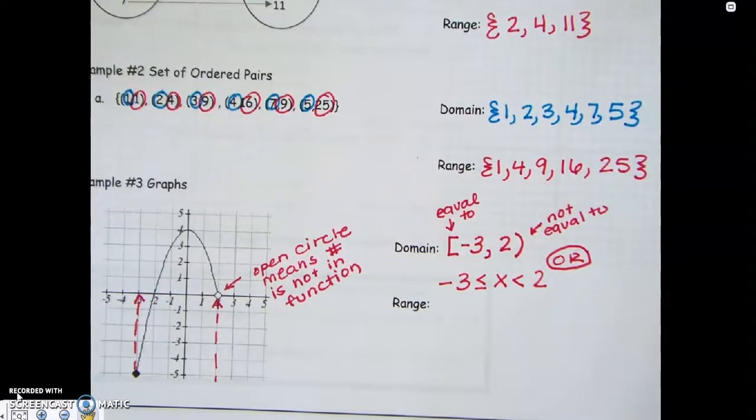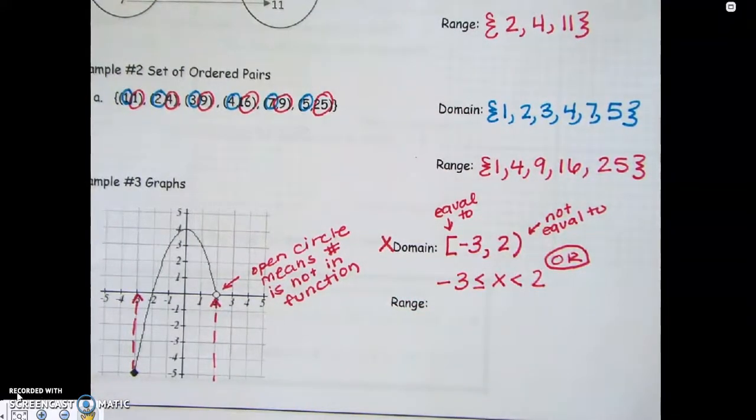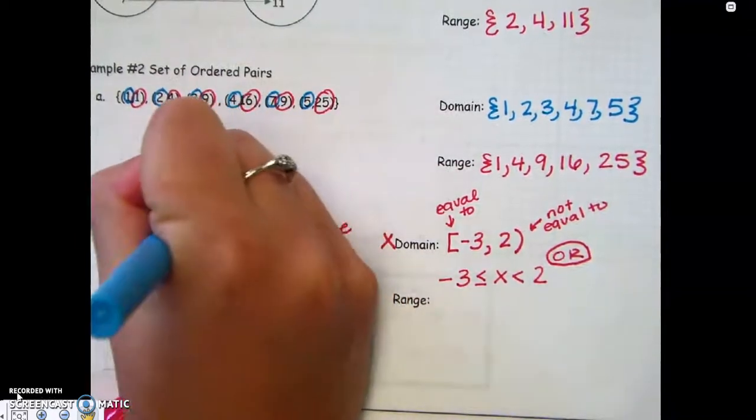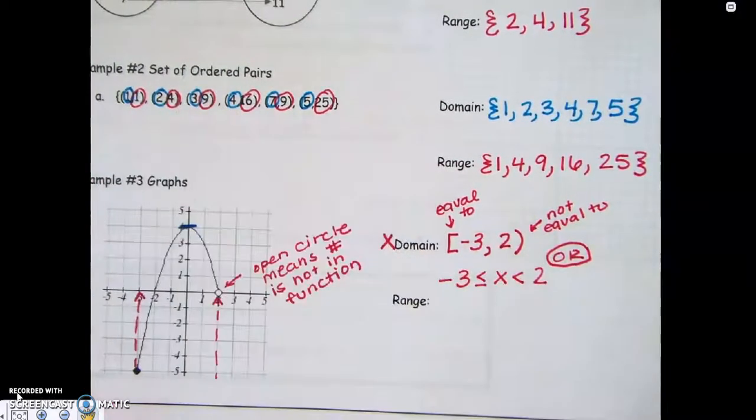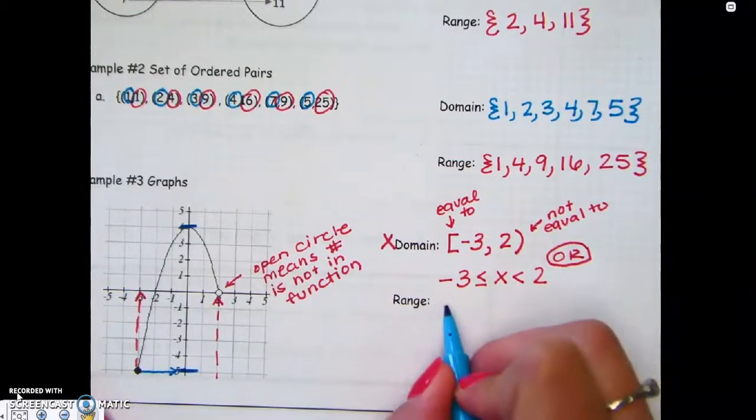Okay, so domain is x. Those are all my x values. Now I'm going to look at my y values, so I'm going to look up and down. The farthest up my graph goes is 4 here, and there's no open circle there, so 4 is included in the function. The farthest down my function goes is right here, at -5, which again is included because there's a closed circle.